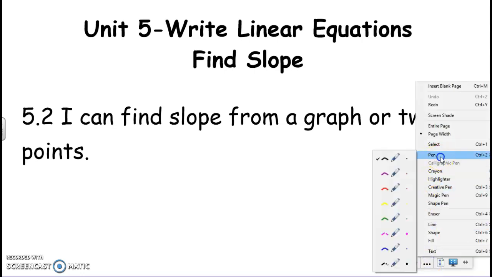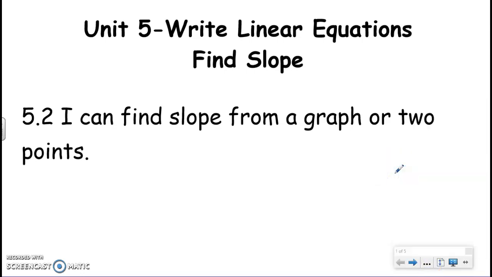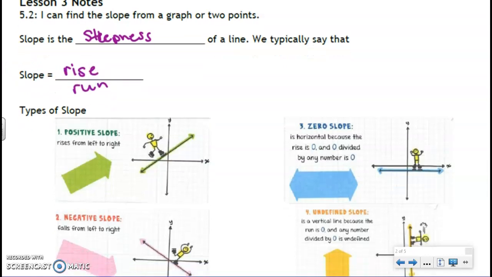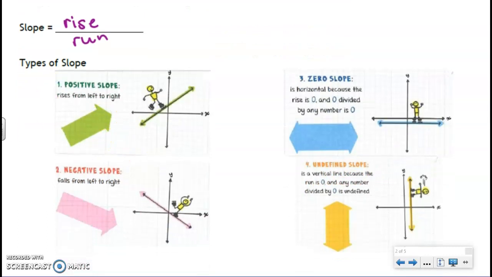Good morning. Today we're going to continue talking about Unit 5 Writing Linear Equations, and we're actually going to talk about finding slope. Okay, so one thing you need to know is slope is the steepness of a line. And we typically say that slope is the same as rise over run, okay, which you've used in the past couple lessons. There are 4 types of slope that you need to know.